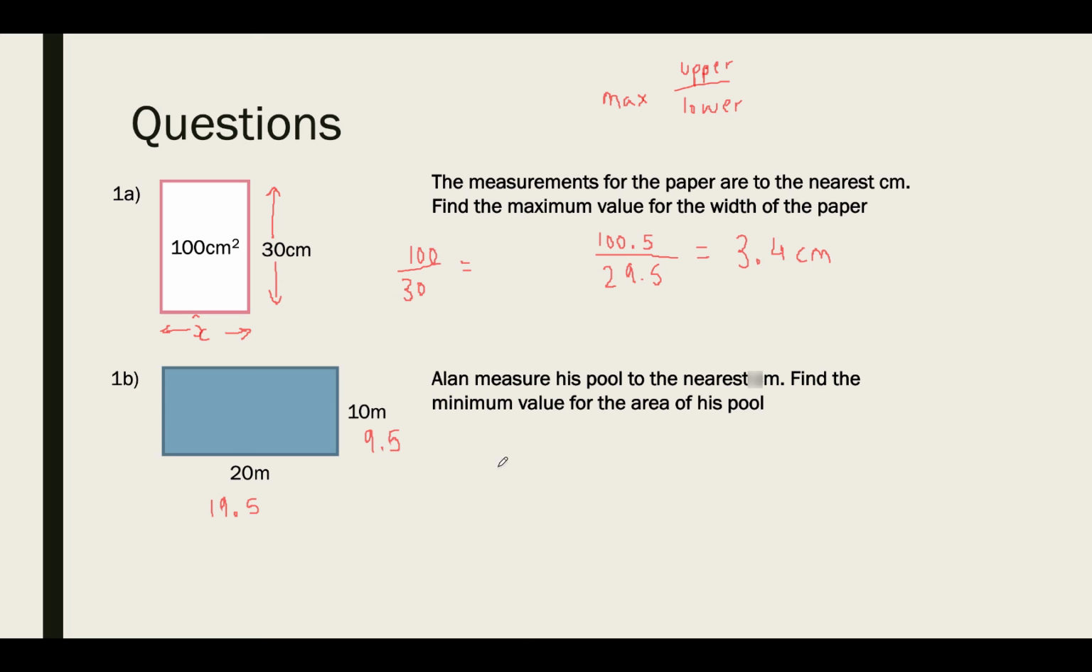And then all we need to do is multiply these two numbers together to find out our result for the minimum area of the pool. So the answer would be 185.25 meters squared.